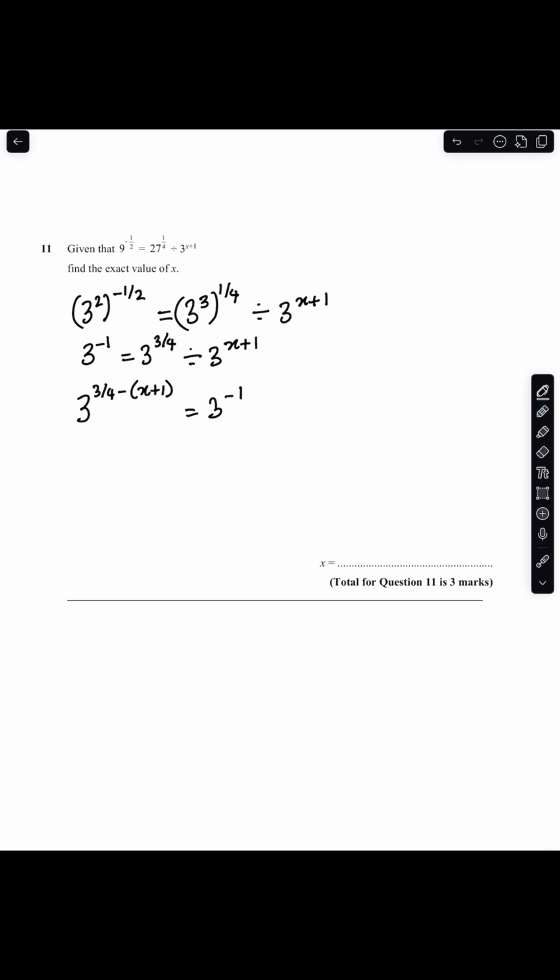And so given as we have two indices with the same base on both sides, their powers must be the same. Therefore, 3 over 4 minus (x plus 1) equals negative 1. And so 3 over 4 minus x minus 1 equals negative 1. I can cancel negative 1 on both sides because they're the same, and so we can see that x equals 3 over 4. So my final answer for x is 3 over 4.